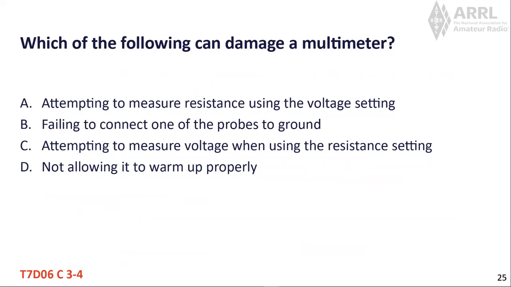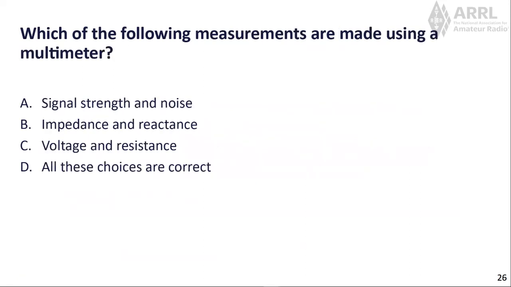C. Attempting to measure voltage when using the resistance setting. You want to make sure when you're in the resistance mode, you do not use a live circuit. Okay, which of the following measurements are made using a multimeter? The answer is C, voltage and resistance.